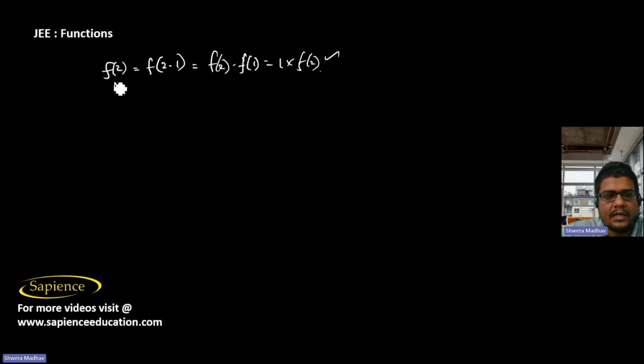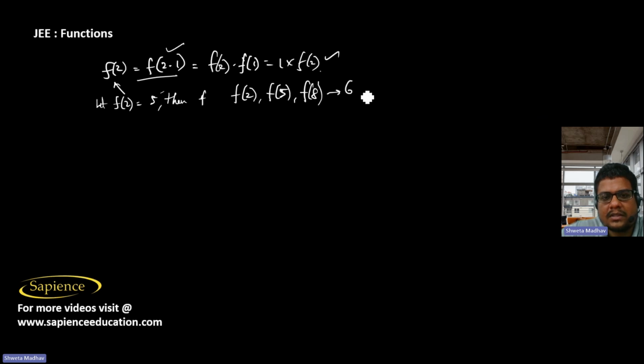Why? If I take f of 2 as, let's say 5, then it means that this rule will be applicable here also. So it means that for f of 2, f of 5, and f of 8, we will have 6 choices for each. 6 choices for each of them.